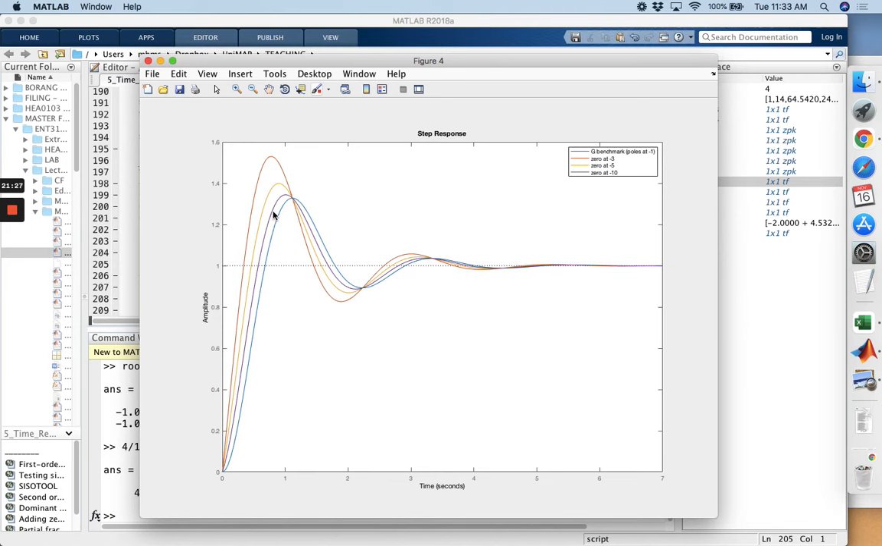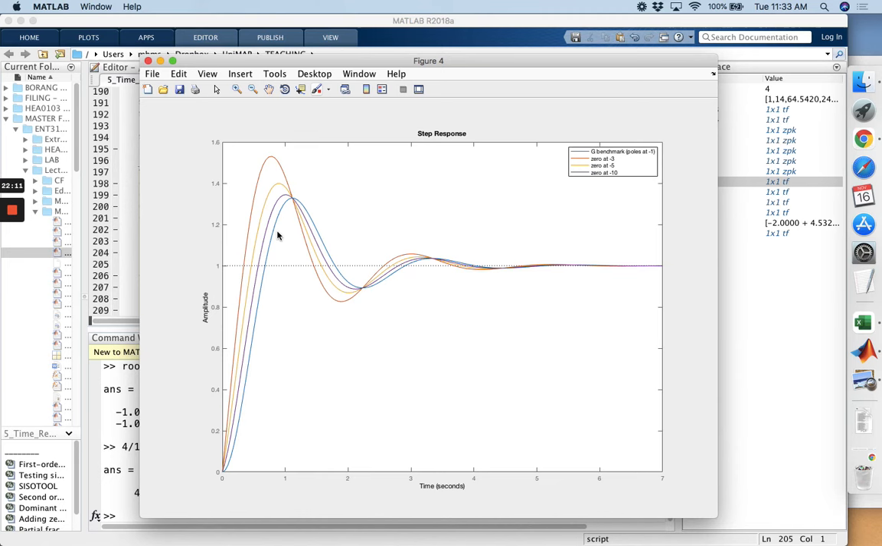You can see here, if the zero is located near the dominant poles, so here the red plot is the zero at -3, the pole is at -1, it affects the transient response of the system. How about -5? So -5 to -1, it's about a 5 times ratio. It's farther from the pole at -1. So you can see the plot is closer to the second order system with no zeros.